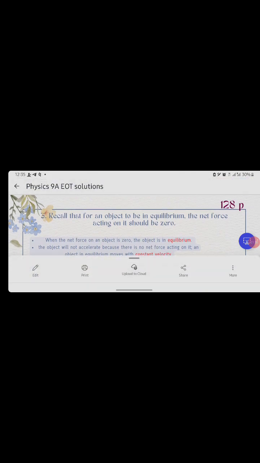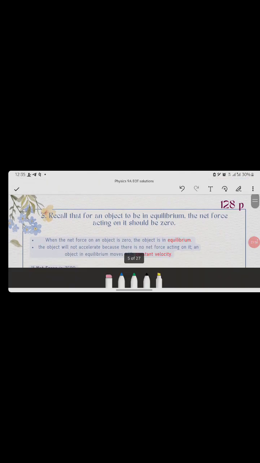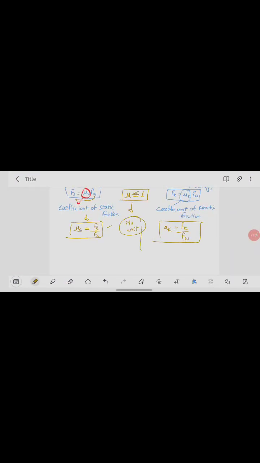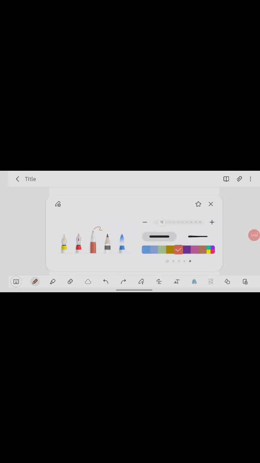Recall that for an object to be in equilibrium, the net force acting on it should be 0. So for this question, for the object to be in equilibrium, what does it mean? It means the net force must be 0. I'll explain it here. The net force must be 0 means they are talking about the state of equilibrium.